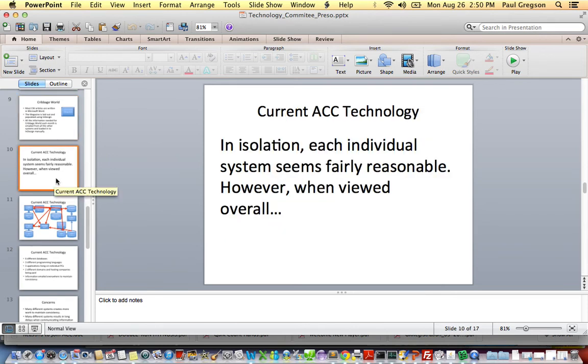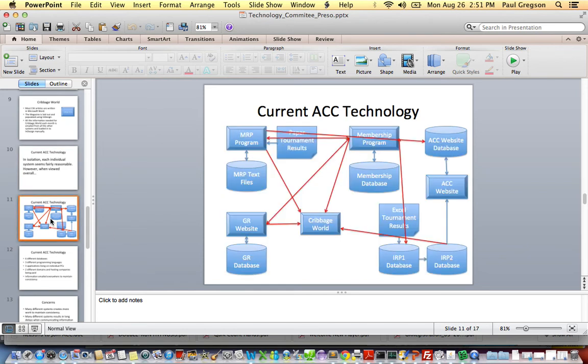So those are the current systems, and when you look at each system individually, things don't seem completely unreasonable. However, when you look at things overall, it's sort of a mess, to be honest. So we have the lines in blue, which are information being transferred electronically, like between a program and a database. The lines in red are emails.